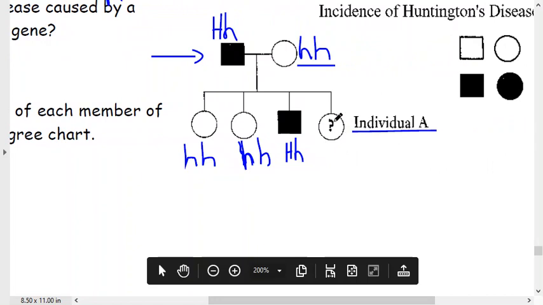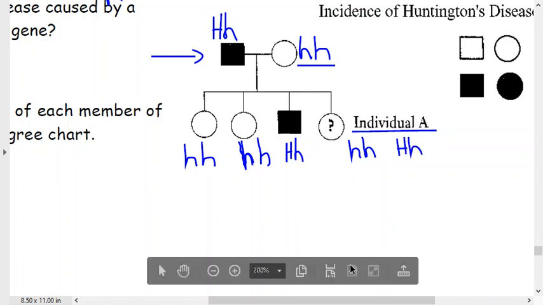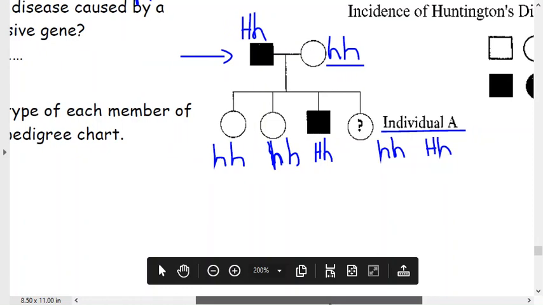And as drawn, individual A is not shaded, so she would be homozygous recessive and normal. But if they were asking you, is it possible for her to be shaded? The answer is yes. She could be shaded, and they're just not telling us. In which case, she'd have to be heterozygous at worst. But that's how you would go about this.